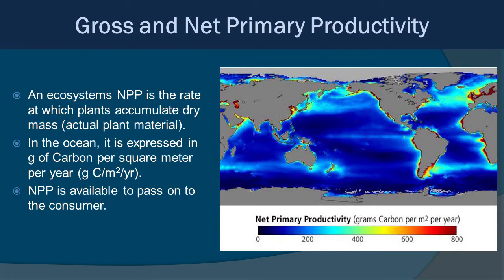Now, an ecosystem's net primary productivity is the rate at which plants accumulate dry mass or actual plant material. Now, in the ocean, it is expressed in grams of carbon per square meter per year. Now, net primary productivity is then available to be passed on to the consumer. Now on the right, you'll see a map that shows net primary productivity globally. And you'll notice that there are certain areas that are essentially productivity deserts where there's like nothing going on, which actually is a lot of the ocean. And then you'll notice around coastal regions and polar regions, you have more productivity going on. And we're going to get into why that is as we go, but it's nice to make that note right here.